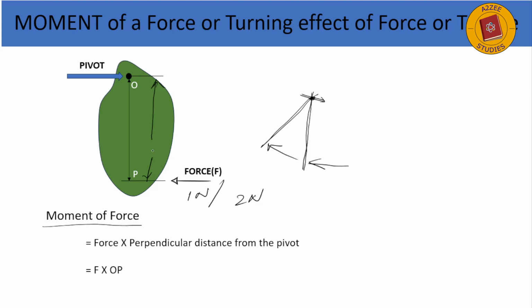That is the unit of length. The SI unit is meter. It can also be measured in centimeter or millimeter, but the SI unit is meter. For example, it is 1 meter. So the moment of force will be the force multiplied by the distance from the pivot. In this case, it is the force F into OP, and the unit will be Newton meter. This is the SI unit of moment of force.